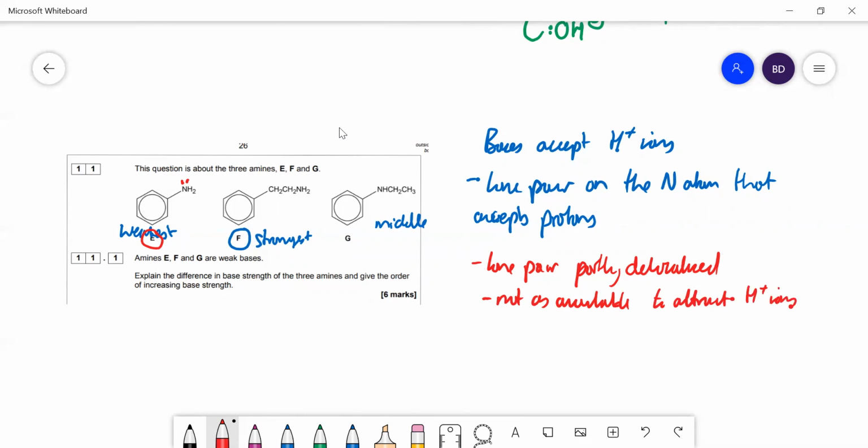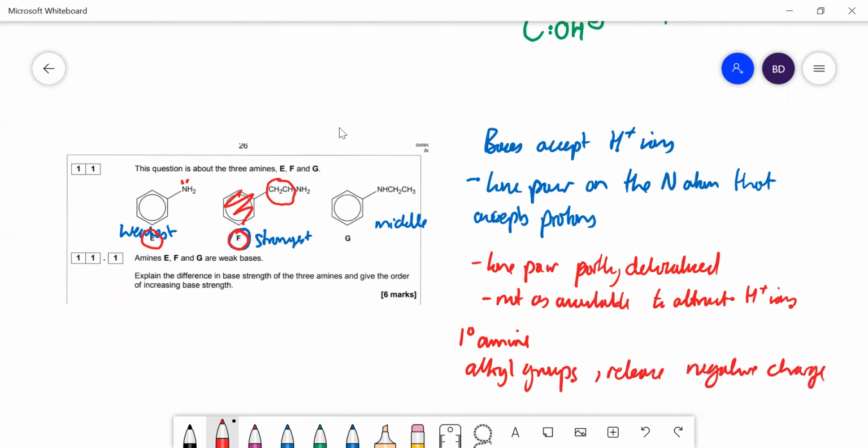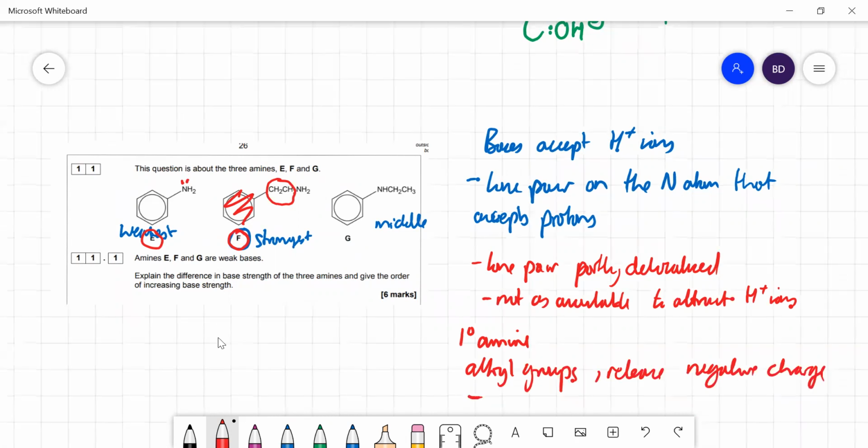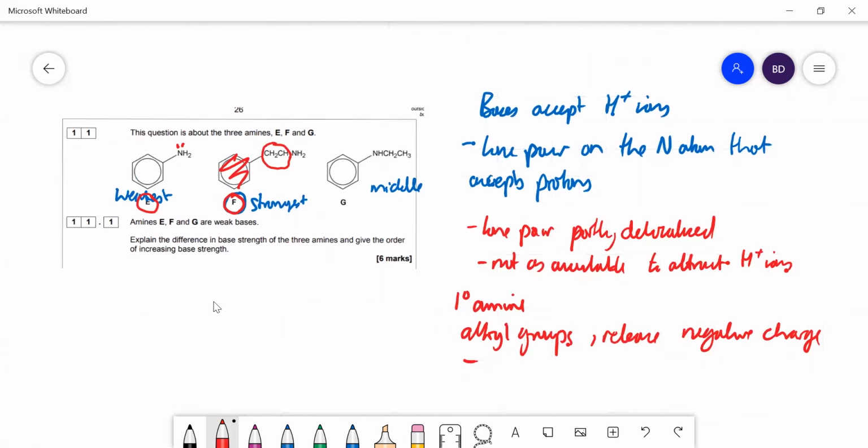Let's go straight to why F is the strongest, rather than talk about the middle one. F is the strongest because this is a primary amine. It doesn't matter about the benzene ring because it's too far away. It has no effect. This is an alkyl group, and alkyl groups have a slight tendency to release electrons, to release negative charge towards the nitrogen. So the lone pair on that nitrogen has more negative charge, so it's better at attracting H+ ions.